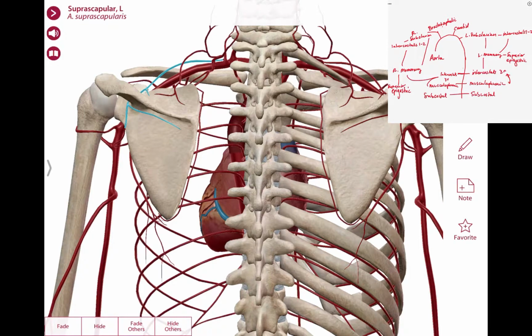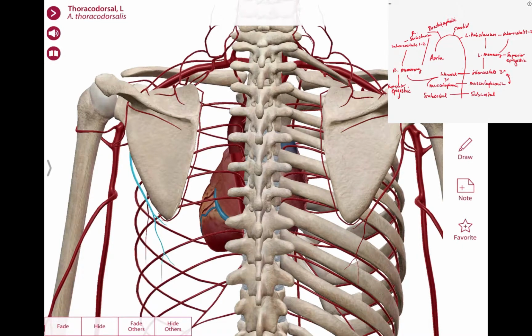Suprascapular. This one is on top of the scapula. That's where it gets its name. And then you've got this thoracodorsal, and it's named that because it's basically dorsal on the thorax.